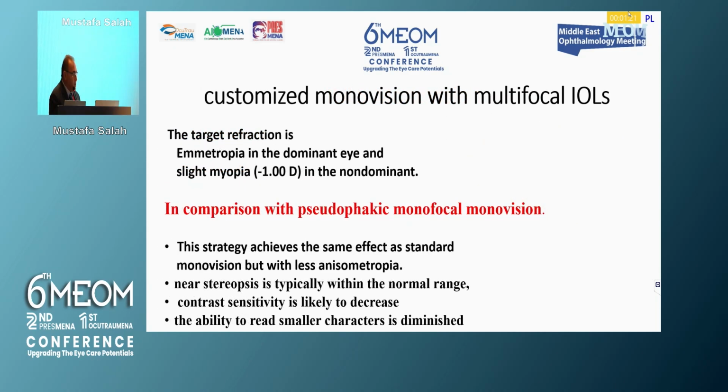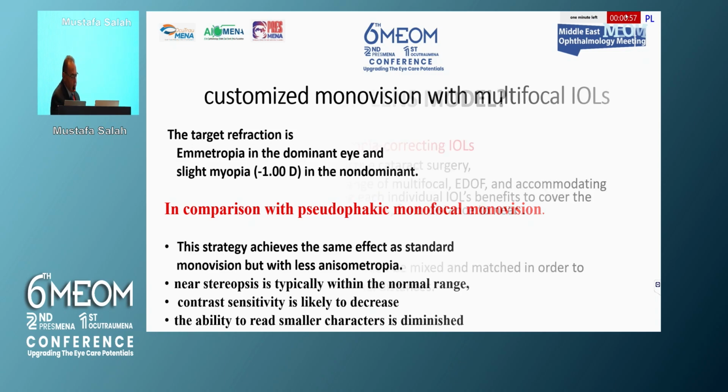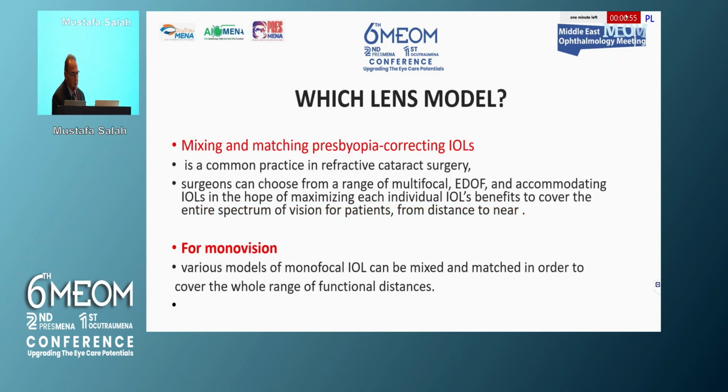Customized monovision, where we target emmetropia in the dominant eye and a slight myopia in the non-dominant eye. In comparison with pseudophakic monofocal or standard monovision, this strategy achieves the same effect as standard monovision. Near stereopsis is typically within the normal range. Contrast sensitivity is likely to decrease, and the ability to read very small characters is diminished.